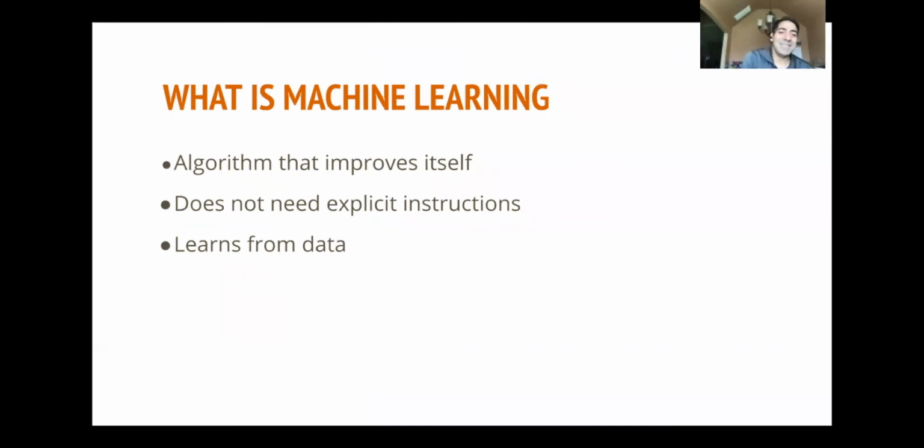So a quick definition for machine learning is basically any algorithm that can improve itself by itself. So it does not need any explicit instructions. All it needs is basically a lot of data, and then it can figure out what needs to be done.